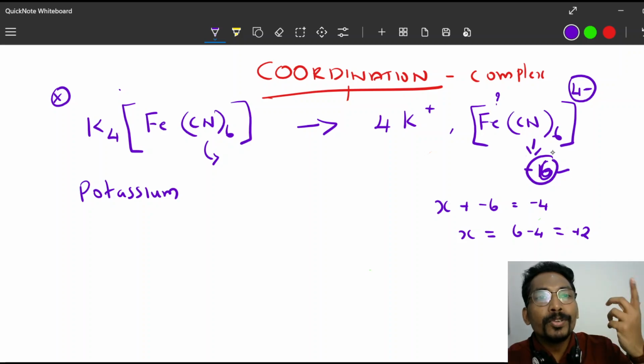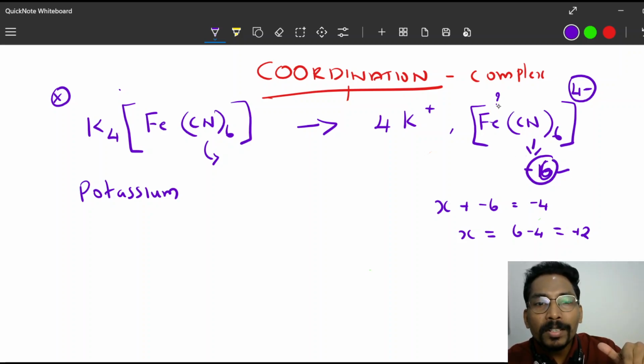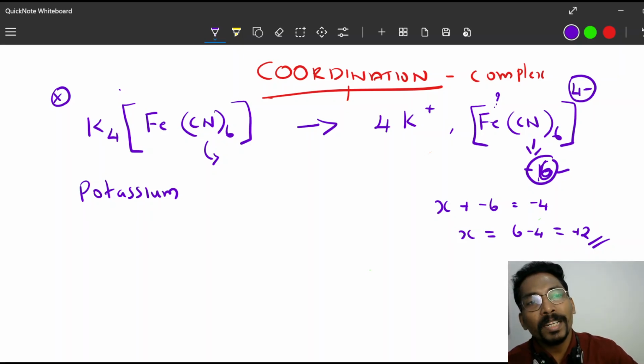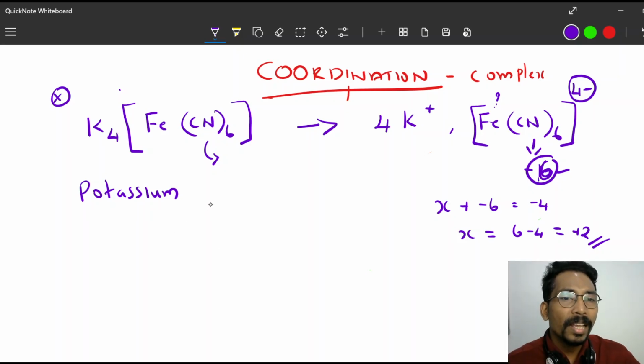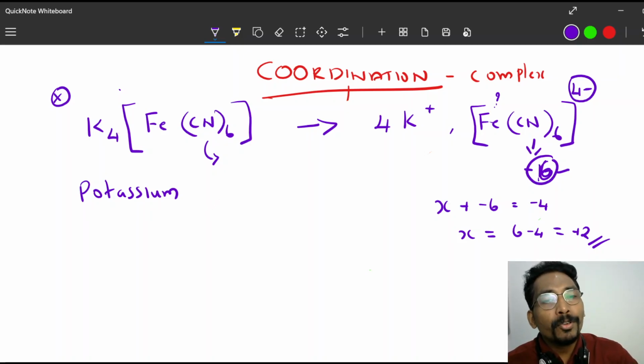Okay, and you should get -4. So this should be what? That should be +2. So 2 minus 6 will become -4. That's it. Okay, so your charge is +2. That means the oxidation state of the central metal atom is +2. So that's ready. And you have to name the ligand.